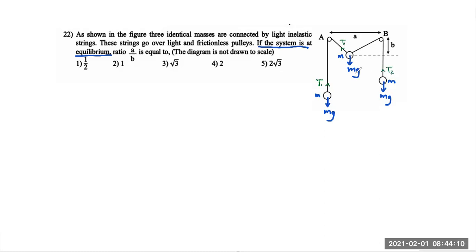Let's not complicate things. I'll put it T. Now, since this object is at equilibrium, T is equal to mg. You know that this object is at equilibrium, so downward force should be equal to upward force. Simple as that.